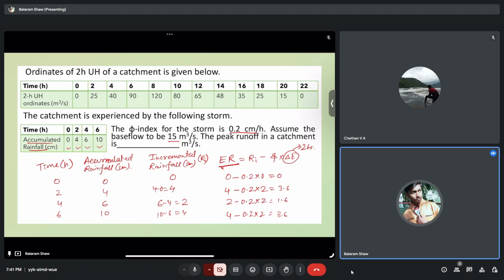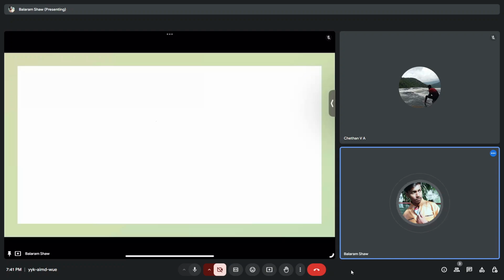Next, we need to calculate the ordinates. Okay, so we'll do it on the next page. So we have time in hours, right? And we also have the 2-hour unit hydrograph.